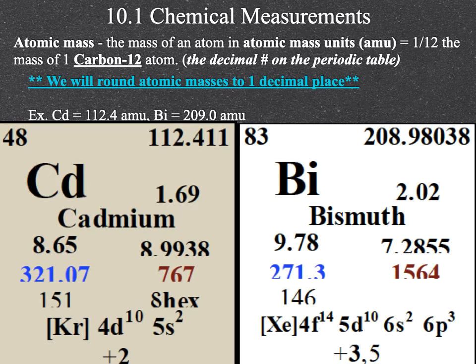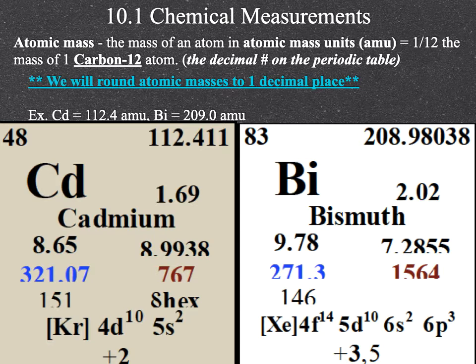A carbon-12 atom consists of 6 protons and 6 neutrons, and since that's where 99.9999% of the mass comes from, they just took the 6 and 6, cut it into 12 pieces, and said 1/12 of the carbon-12 atom is 1 AMU. We're going to round all of our atomic masses to 1 decimal place.